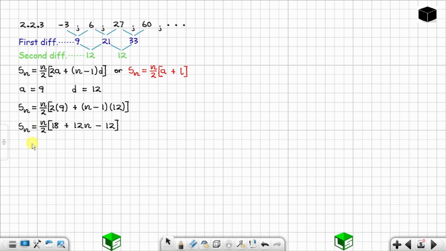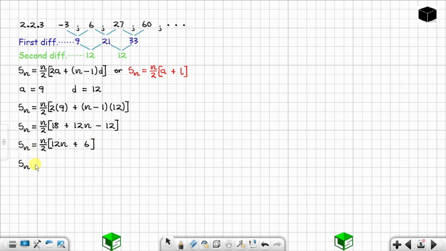You can carry on. Sn is equal to n over 2. And then you have 12n, right? 12n. And then you have 18 minus 12, which is 6. So you have plus 6. Okay, you close your square bracket.